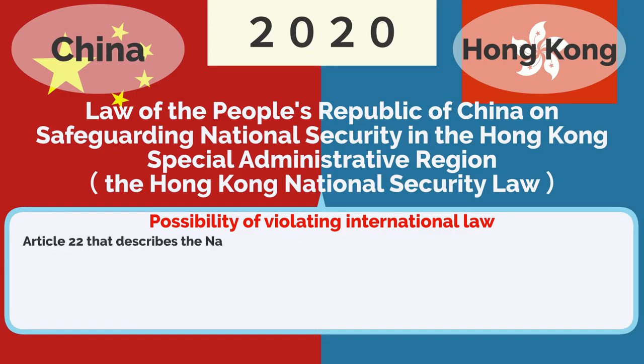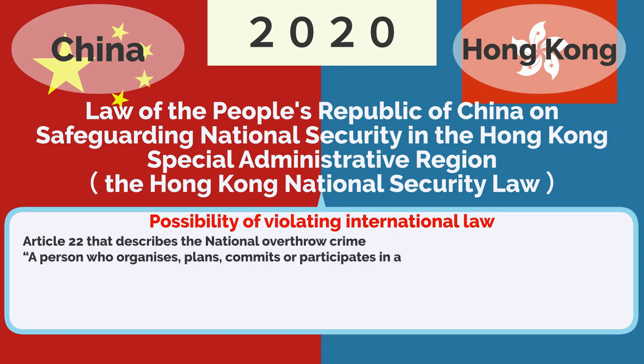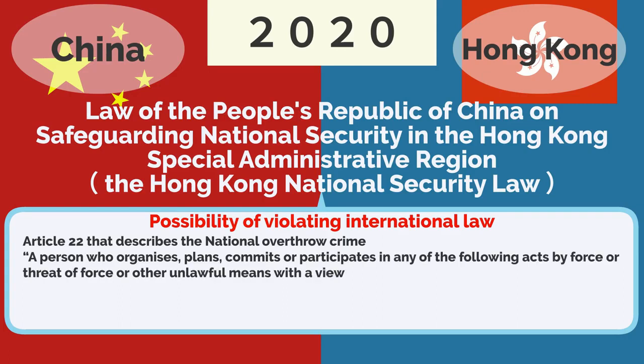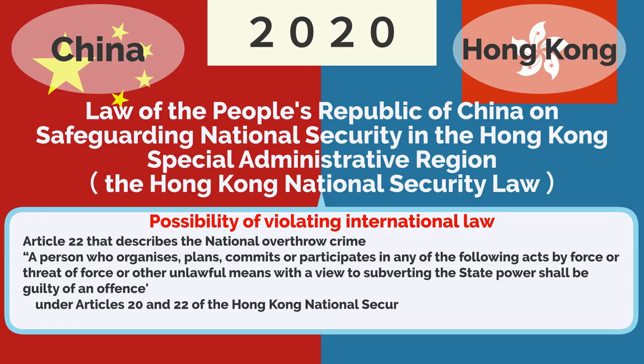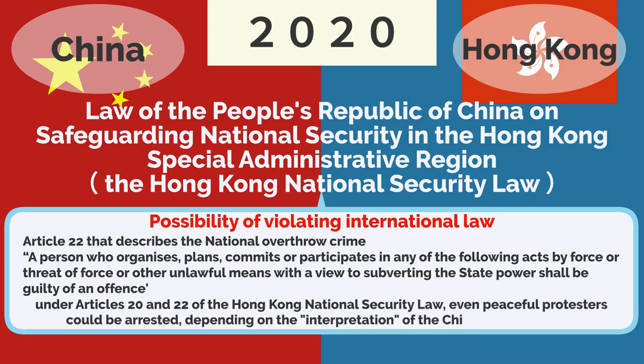Article 22, the Crime of Overthrowing the State, is written as follows. A person who organizes, plans, commits or participates in any of the following acts by force or threat of force or other unlawful means with a view to subverting the state power shall be guilty of an offense. International human rights law and the United Nations Covenant on Human Rights are applied only after the occurrence of force. However, under Articles 20 and 22 of the Hong Kong National Security Law, even peaceful protesters could be arrested, depending on the interpretation of the Chinese government.